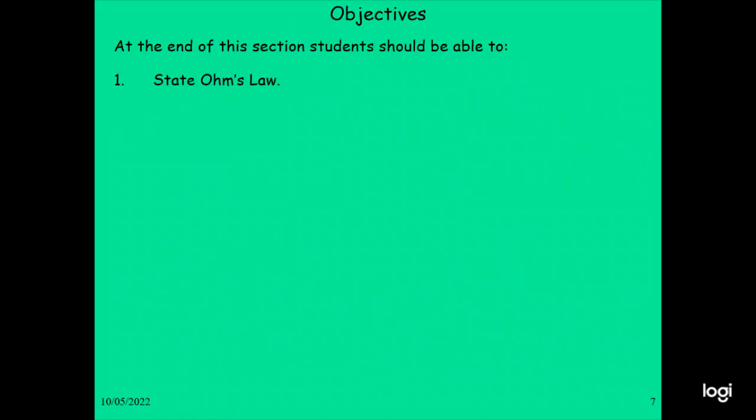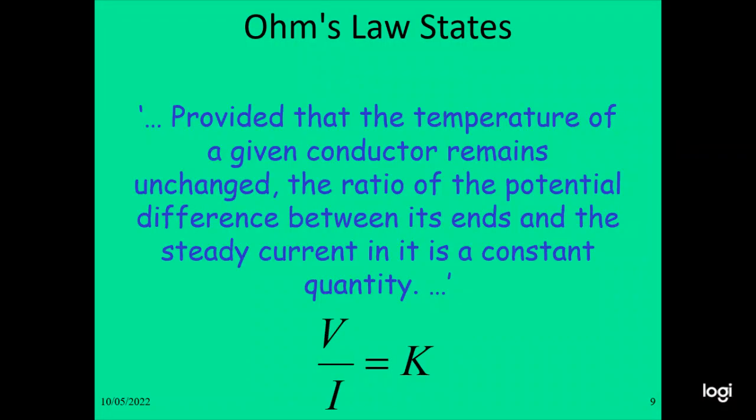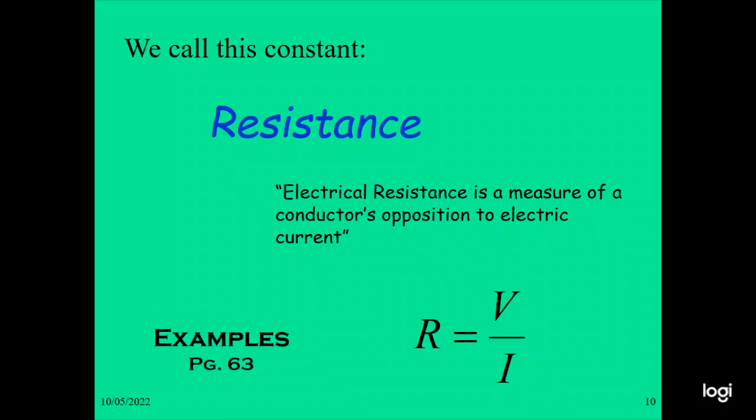At the end of this session, students should be able to state Ohm's law, use Ohm's law to calculate the voltage, current, and resistance in a simple resistive circuit, and define the terms associated with the electrical circuit. Ohm's law states that, provided the temperature of a given conductor remains unchanged, the ratio of the potential difference between its ends and the steady current is a constant quantity. So V by I is constant. This constant is the resistance. Resistance is a measure of the conductor's opposition to electric current.